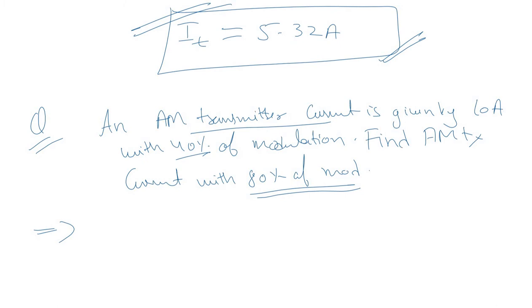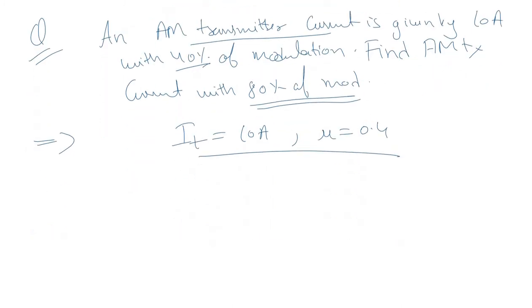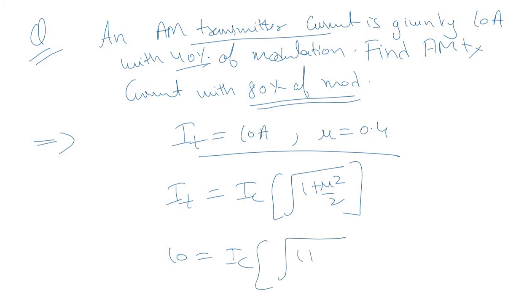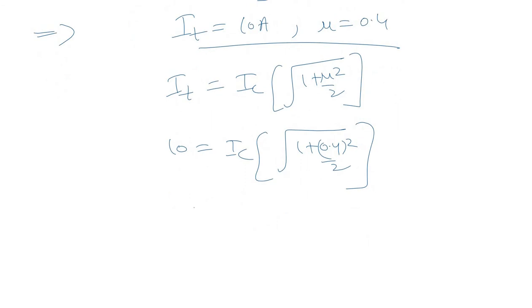Okay, so we are given IT, the transmitter current, that is 10 ampere for the modulation index 0.4. So with this information we can easily find out the carrier current IC, right? Because IT is equal to IC into square root of 1 plus mu square by 2. We have this relationship, right? So IT is 10, equal to IC into square root of 1 plus 0.4 square by 2. Thus IC comes out to be 9.6 ampere, and IC will remain the same because the carrier remains constant, so the current required to transmit that will also remain the same.